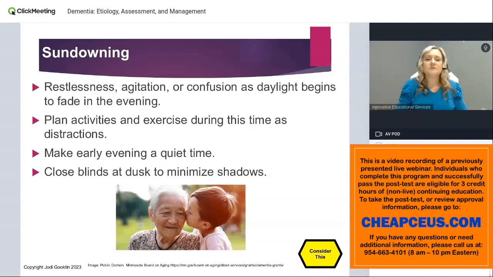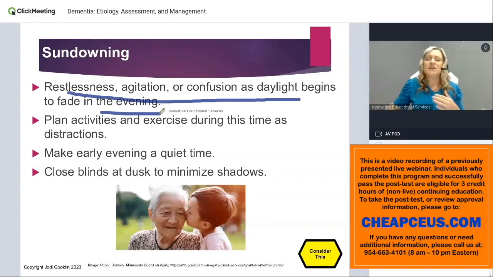Sundowning is specifically due to a disruption in their circadian rhythms that become dysfunctional when there's neurodegeneration. The sleep-wake cycle is mistimed, and symptoms tend to increase for the individual, with restlessness and agitation in the evening when it starts to get dark. So, ways to try and help minimize that.